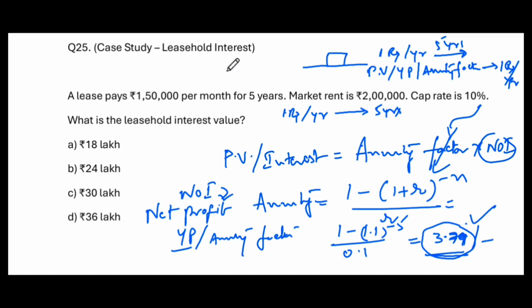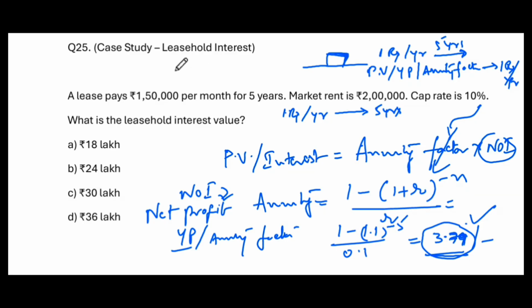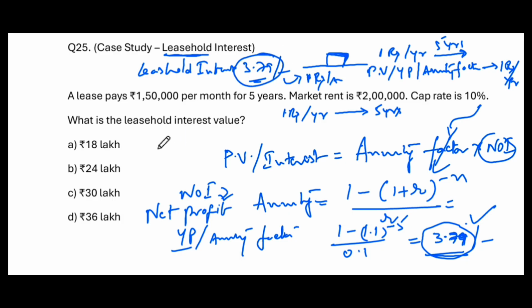So you are the lessee, I am the lessor. You want to take it on lease. So the worth of the lessee's interest is the leasehold interest. It is not freehold interest, it is leasehold interest. The leasehold interest is 3.79 rupees for 1 rupee annual income. But annual income here means annual net profit. What is the net profit in the question? If I multiply this with 1 rupee, I will get the actual leasehold interest.